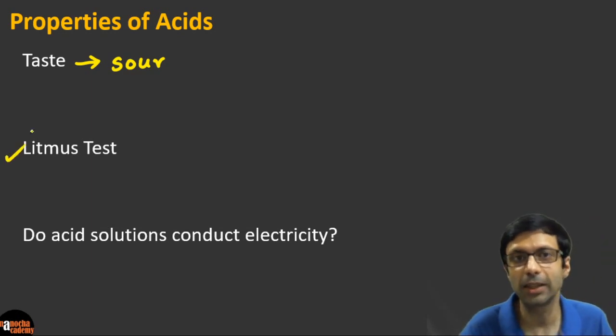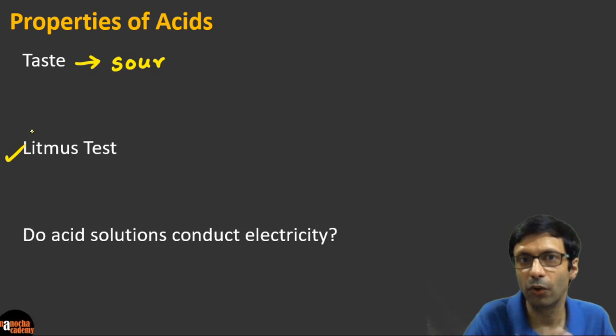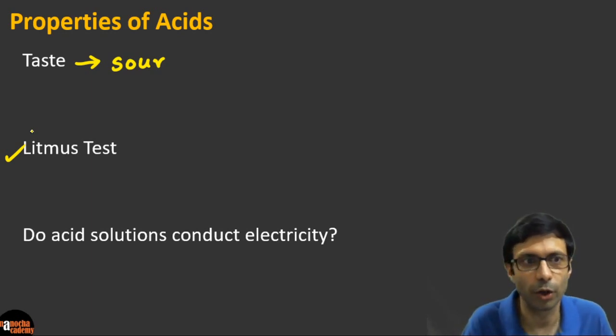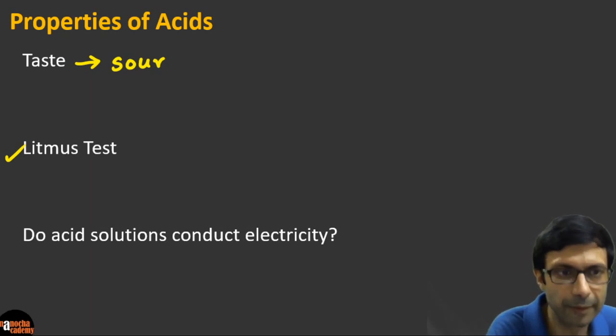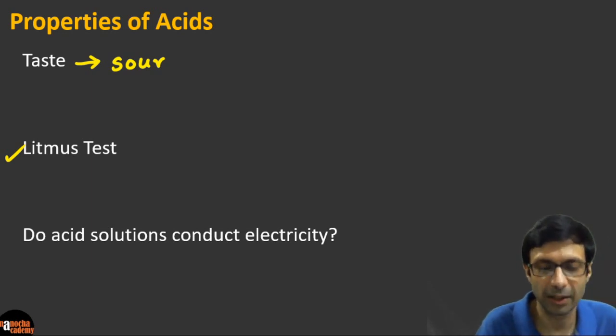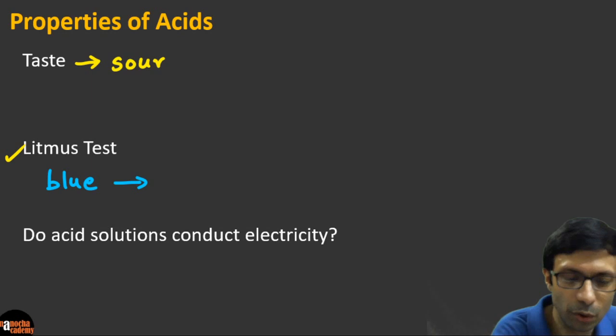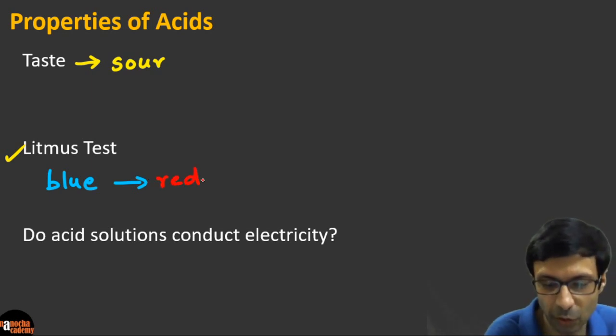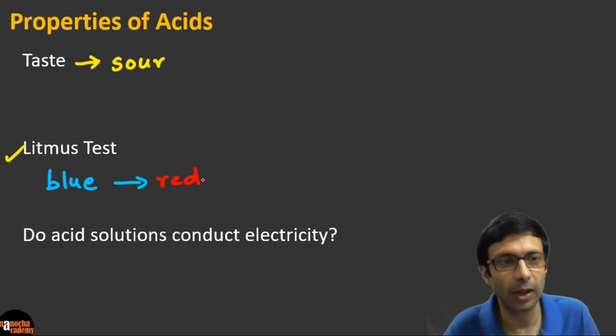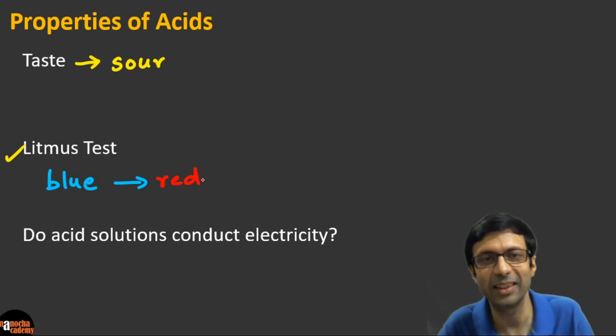So when you do a litmus test on acids, does the red litmus turn blue, or the blue litmus turn red, or is there no change? What do you think is the answer here? Okay, so what is the answer here? So very good, I'm seeing the correct answer. The litmus test is that the blue litmus turns to red for acids. Okay, so as you guys know, the blue litmus turns to red. Excellent, that's the right answer.